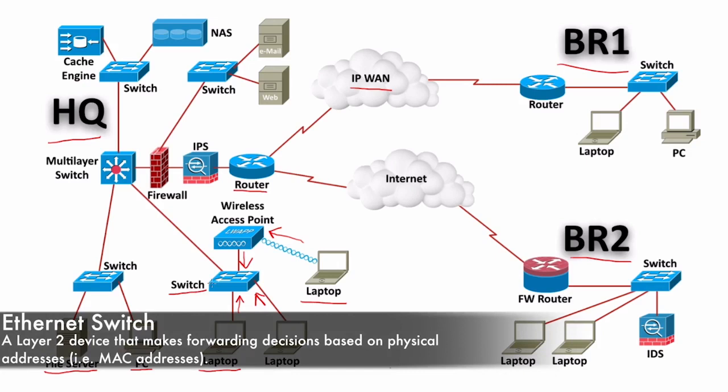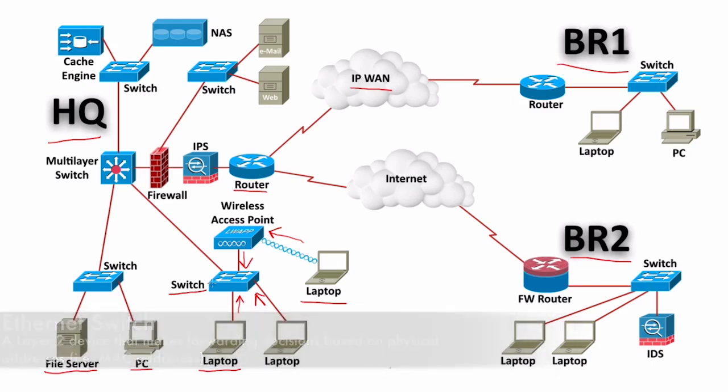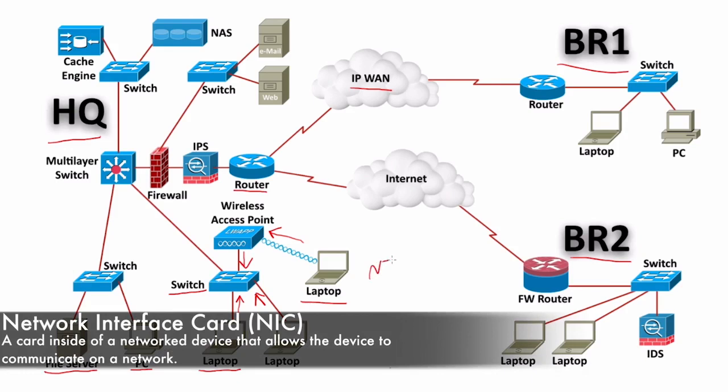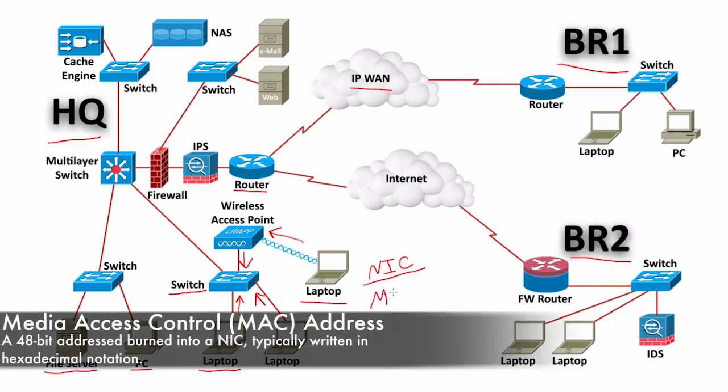Now, this is an Ethernet switch. This is a device that operates at layer 2 of the OSI model, the data link layer. The switch is going to make forwarding decisions based on layer 2 information. You see these laptops, these PCs, these file servers, inside of them, they have something called a NIC, a network interface card, and burned in at the time of manufacture into that NIC is something called a MAC address, a media access control address. And the switch is going to start building a MAC address table inside of itself. And that table might look something like this.